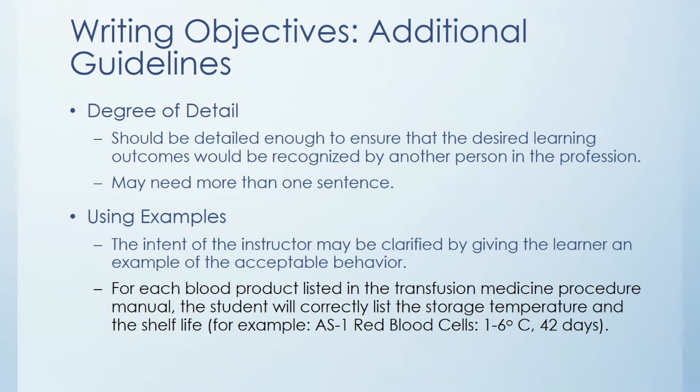Additional guidelines for writing objectives concern the degree of detail. You want the objective to be detailed enough that the desired learning outcome would be recognized by another person in the profession. You don't want it so vague that when someone reads it, they're like, what did you mean? You want it to be clear enough that someone's like, oh yeah, I know what you want them to know. And you may need more than one sentence. An objective doesn't have to be just one sentence.